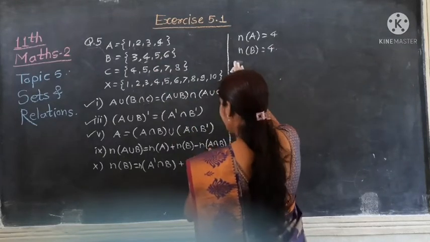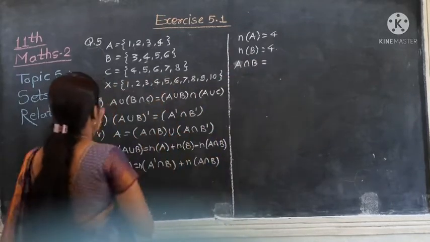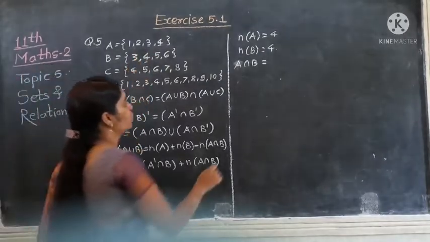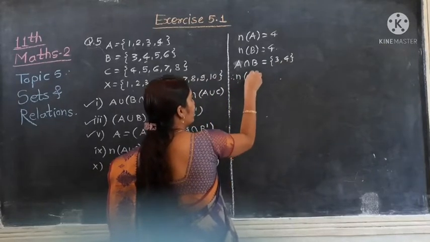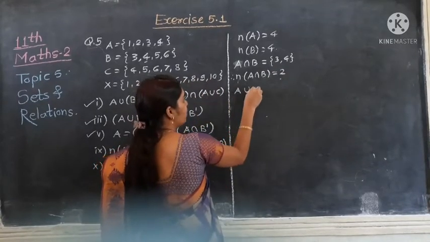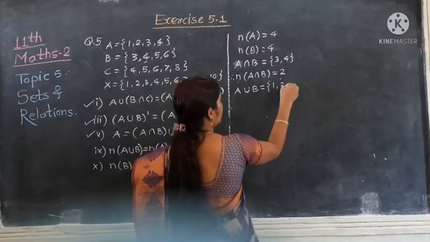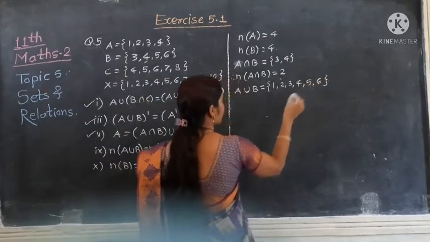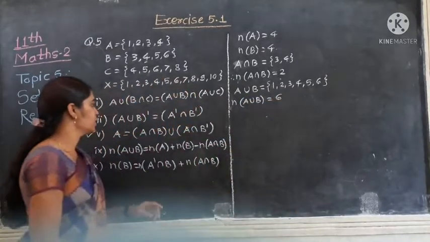And now we find A intersection B. What is the A intersection B? Intersection means common element. 3 and 4. Therefore, n of A intersection B is 2. Now you find A union B. Union means all elements. You write 1 2 3 4. Then remaining 5 6. Therefore, n of A union B is equal to 6.